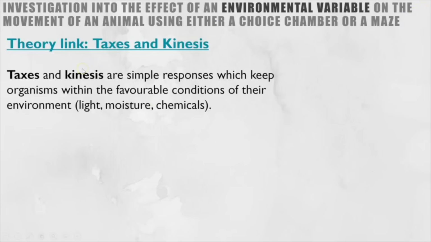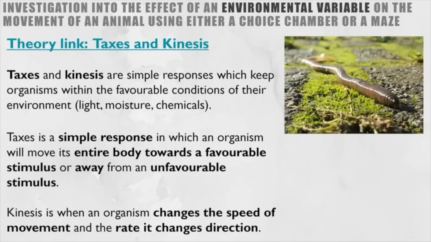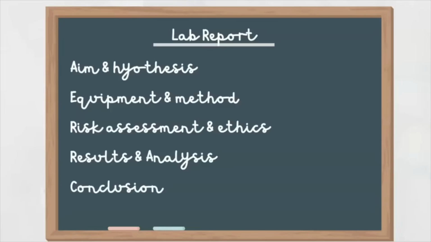So in brief, taxis and kinesis are simple responses, and they are there to keep organisms within their favourable conditions. So for example, it could be a woodlouse that needs to stay within the dark area so that they don't dry out. It could also be that they need to stay in the dark to avoid predators. It's a very simple response, and taxis just means the organism moves its entire body towards the favourable stimulus, or it could be moving away from an unfavourable stimulus. Kinesis is when the organism changes the speed of movement and the rate that it changes direction. So that's the theory that this practical is based on.